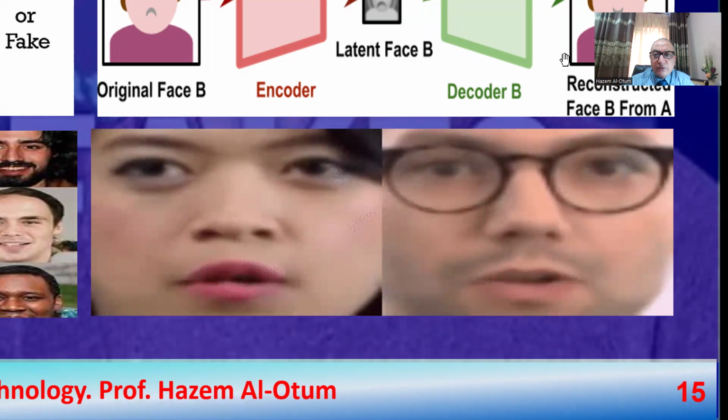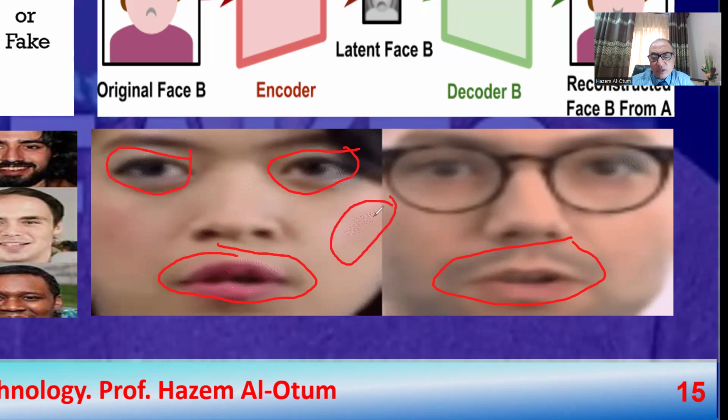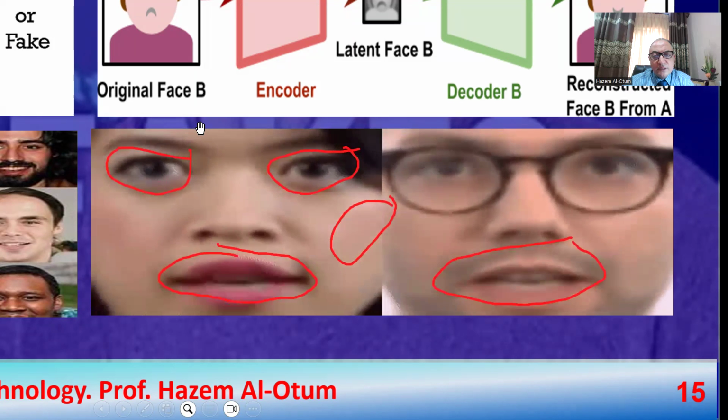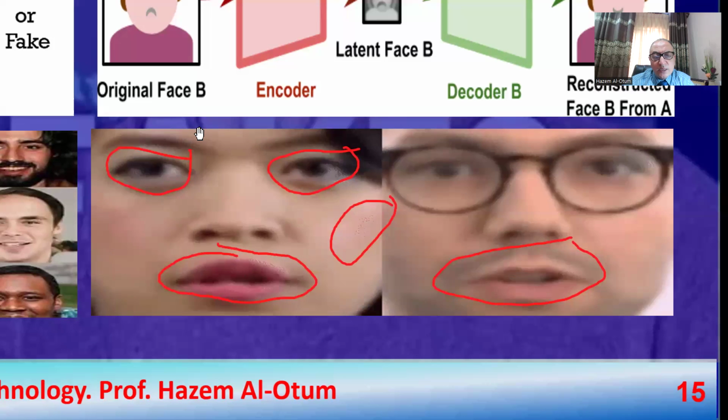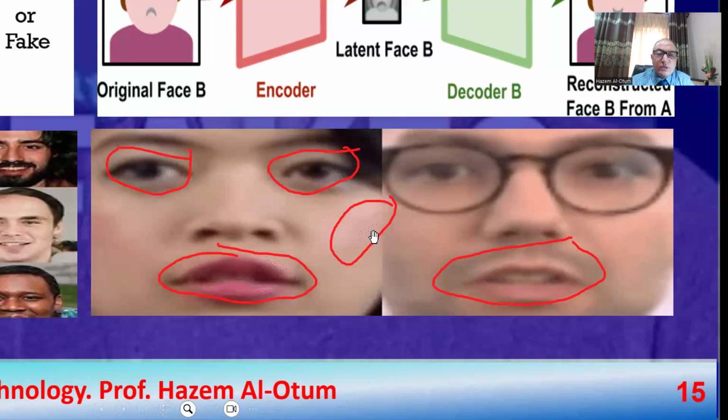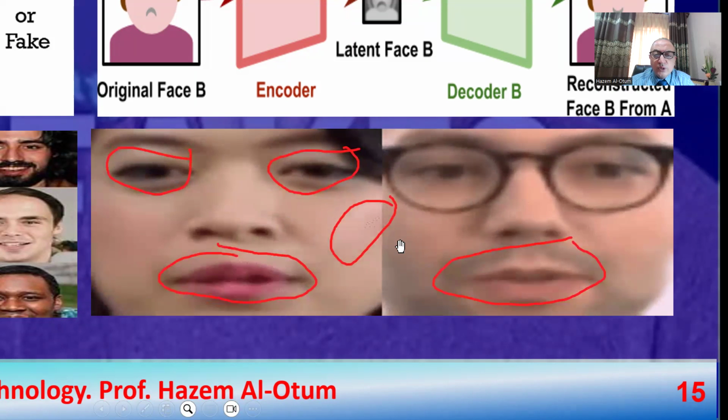However, I just give you a little information. If you look at the lips here, and the lips here, maybe at the eyes, maybe also at this part of the face. Let me make it run now. You may distinguish the difference between the two videos or the two sequences. What do you think?